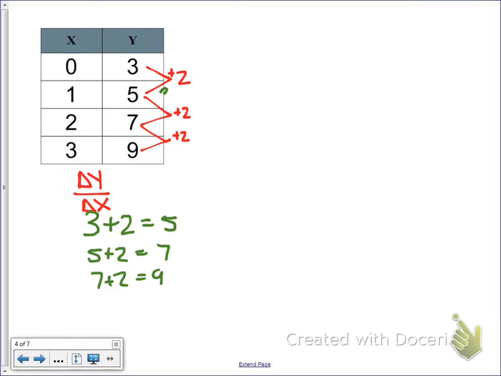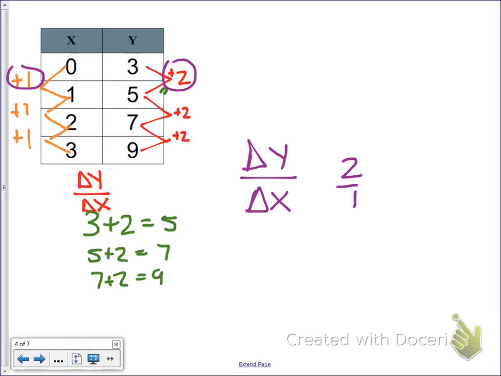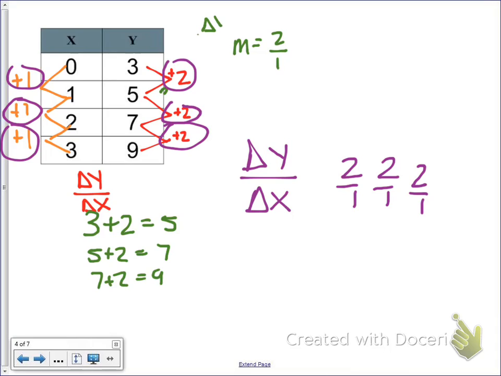So let's go to the other column, the x, and find the change in x. From 0 to 1, it's 1. From 1 to 2, it's 1. From 2 to 3, it's positive 1. So all my changes in y are positive 2, and all my changes in x are 1. So 2 over 1, 2 over 1, 2 over 1. So it's obvious that my slope, or my change in y over change in x, is 2 over 1.